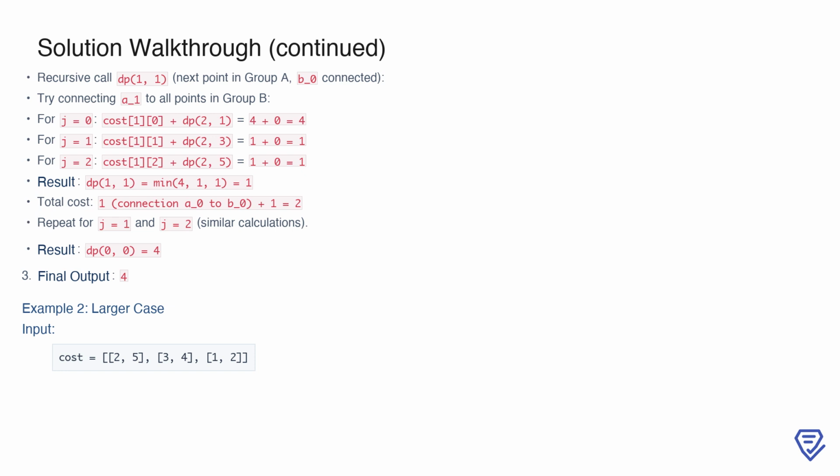Returning to dp(0, 0), the total cost of connecting A_0 to B_0 is 1 from the direct connection, plus 1 from dp(1, 1), giving a total of 2. Similar calculations are performed for connecting A_0 to B_1 and B_2, and the overall minimum cost is determined. Here, the result of dp(0, 0) is 4, which represents the minimum cost to connect all points in group A to group B. The final output for this example is 4.